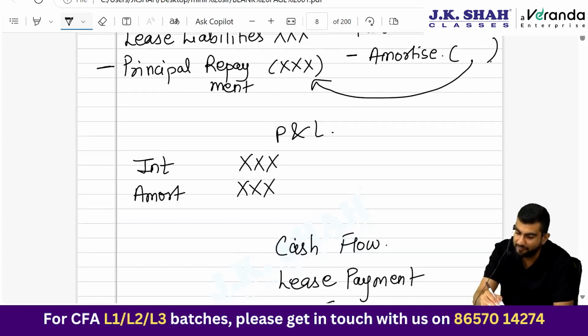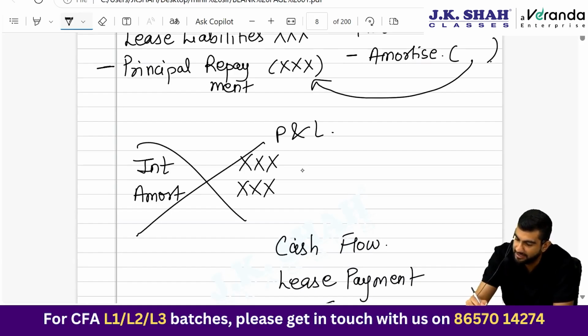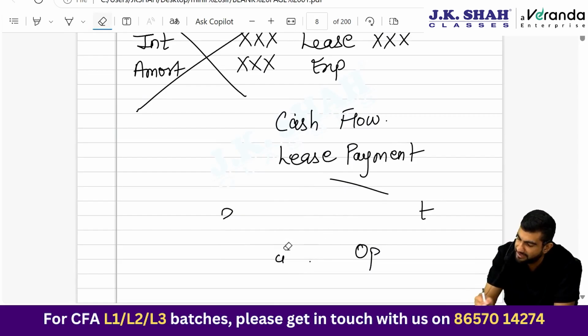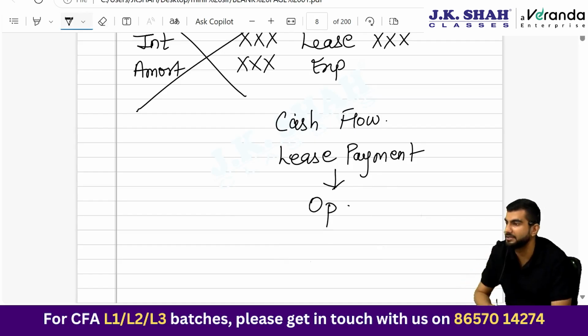Secondly, in the P&L I won't show interest and amortization separately. I will show lease expense as a single line item. And on the cash flow statement, the entire lease payment, I won't break it up into principal and interest part. It will form a part of operating cash flows, operating cash outflows, the entire lease payment.